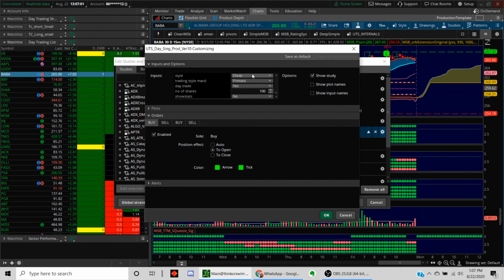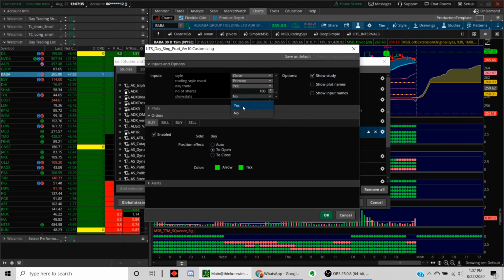So the first 2 parameters, which are style and trading style MACD, you do not need to make any changes to. So these will stay as is. And here you have an option of a day trade versus a swing trade, right? So if the day trade is set to yes, it will close the trade at the end of the day. And the number of shares is the default number of shares that is used for computational purposes. And the show stats is where I display a lot of statistics up front. So normally I leave these off, but if you're analyzing this over a weekend, you can turn this on.